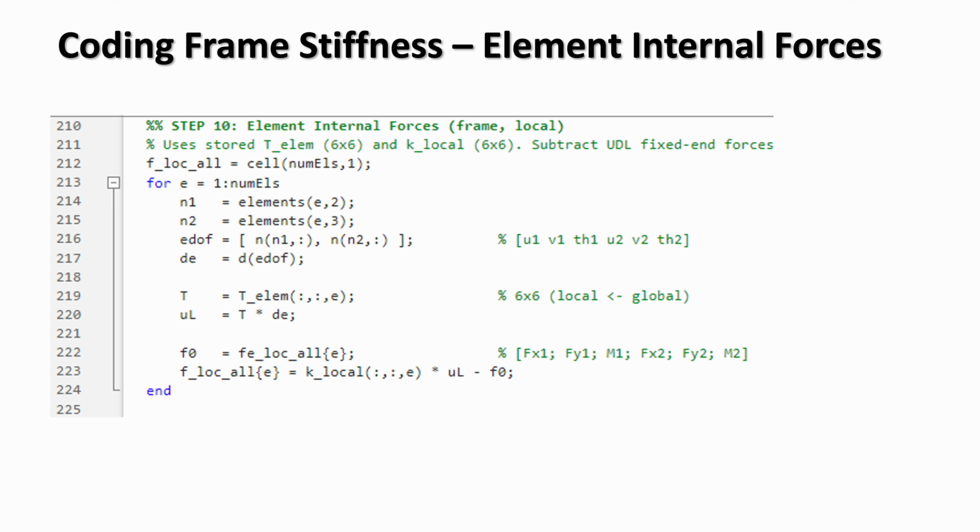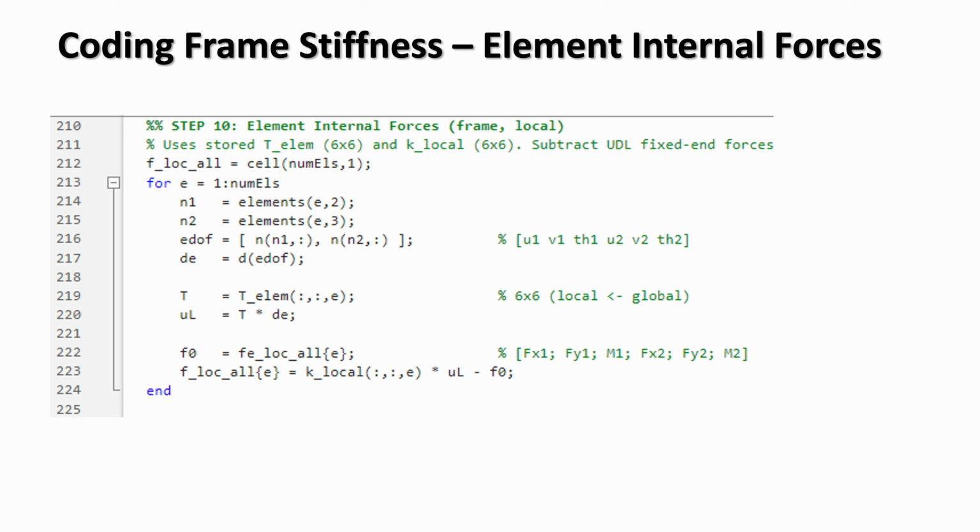We then retrieve the fixed end forces from any UDLs. These are the forces that would exist even if the element displacements were 0, the standard fixed end forces we computed earlier for the distributed loads. And then we can compute the internal forces. The internal force vector is given by F local equals the local K times UL minus F0. The first term gives the elastic response of the element due to deformation, and the second term removes the fixed end forces so that the final result reflects the actual equilibrium forces within the member.